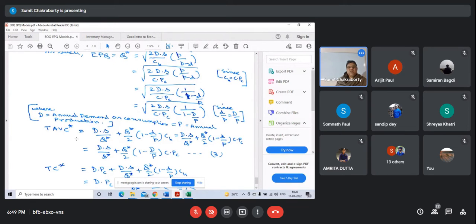Actually, it will not be 365. It will be the production days, actually, production stops. So production rate is higher, so the number of days will be less. But ultimately, the ratio will be the same.